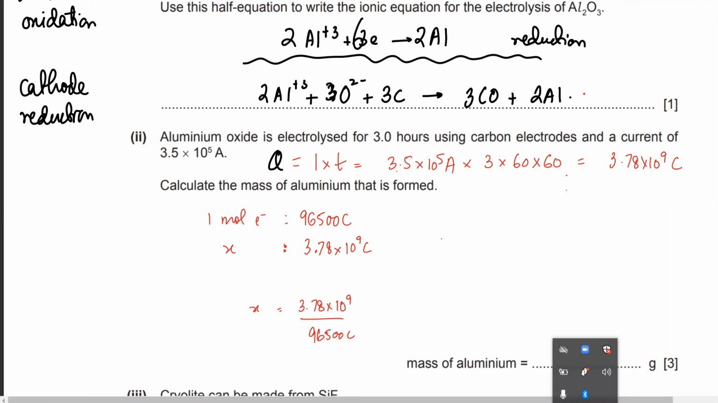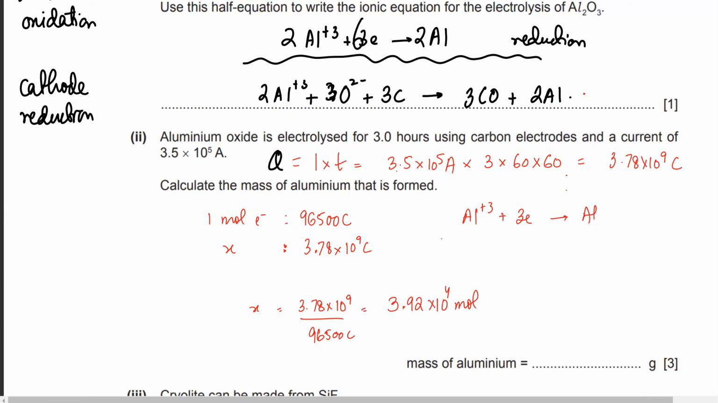What do we get? 3.92 times 10 to the power 4. So this is the moles of electrons that you're getting. Now he's asking for the mass of aluminium. We know that it takes 3 electrons to produce 1 aluminium. We have the moles of electrons, so divide that by 3 and you'll get the moles of aluminium. So what do you get?